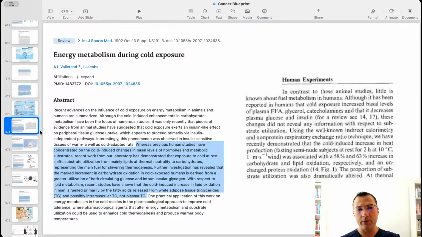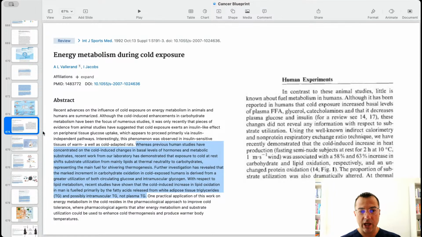Let's keep going. So this is another paper that was published in the International Journal of Sports Medicine in 1992, Energy Metabolism During Cold Exposure. And I highlighted here: whereas previous human studies have concentrated on cold-induced changes in metabolic levels of hormones and metabolic substrate, recent work from our laboratory has demonstrated that exposure to cold at rest shifts substrate utilization from mainly lipids at thermal neutrality to carbohydrates, representing the main fuel for shivering thermogenesis.